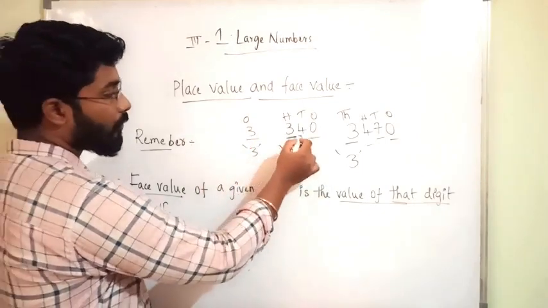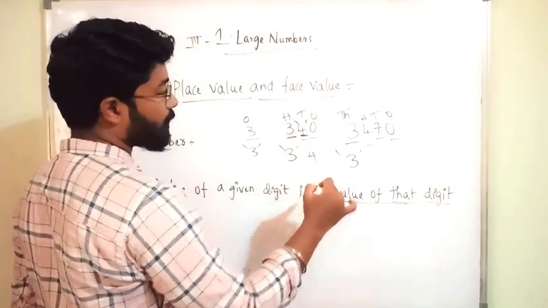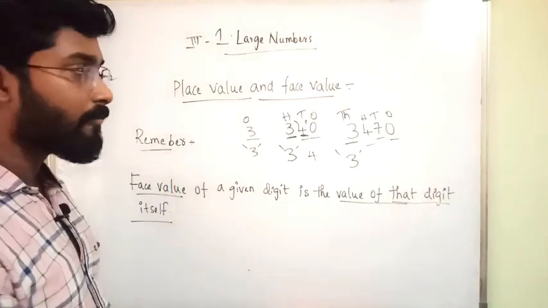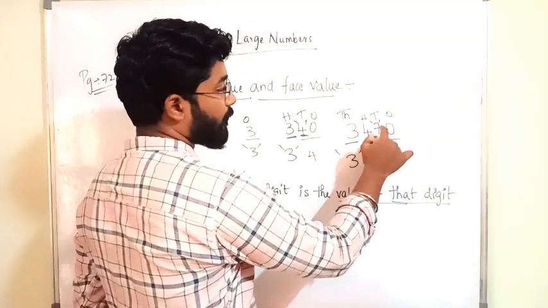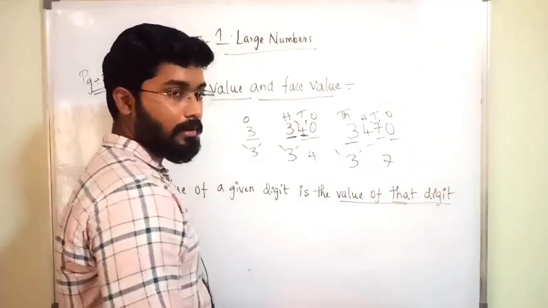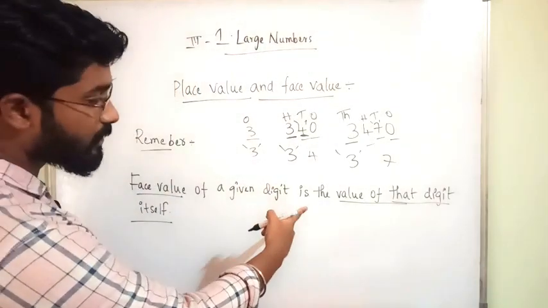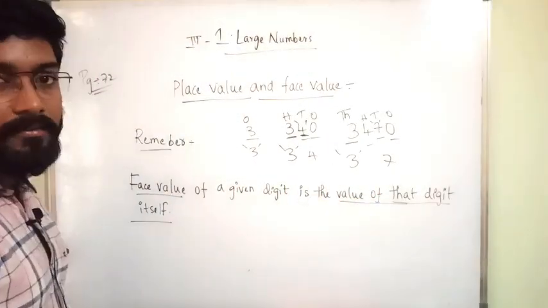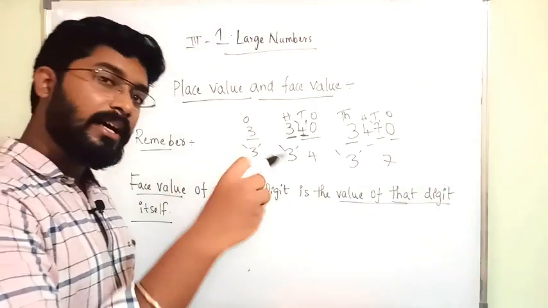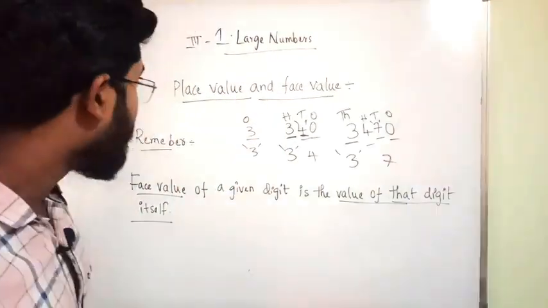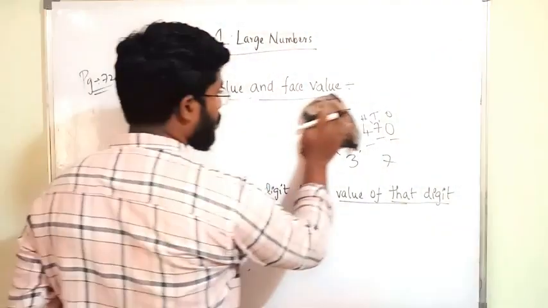For 4, what is the face value? 4 itself. Face value, I am talking about face value. For 7, what is the face value? 7 itself. Face value of a given digit is the value of that digit itself. Okay? Face value will be the given digit only. That one you have to remember. Okay?